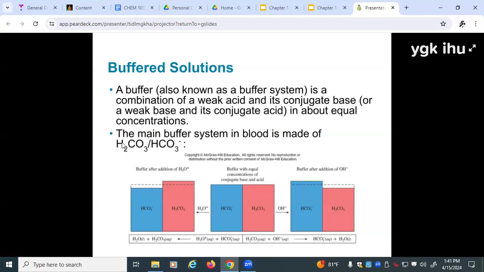But the key feature here is that this is not just unique to your blood. Any system that contains a weak acid with its conjugate base will exhibit this kind of behavior, this pH resistance. This is also why certain products like Bufferin exist. Bufferin is a buffered aspirin supplement.